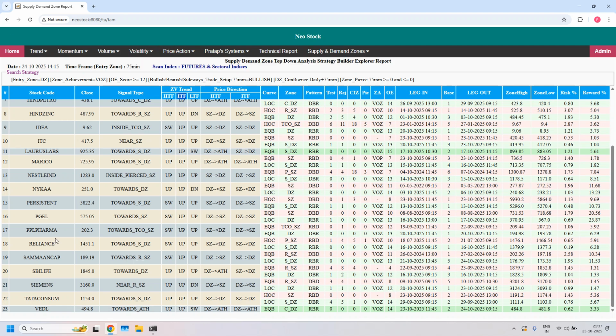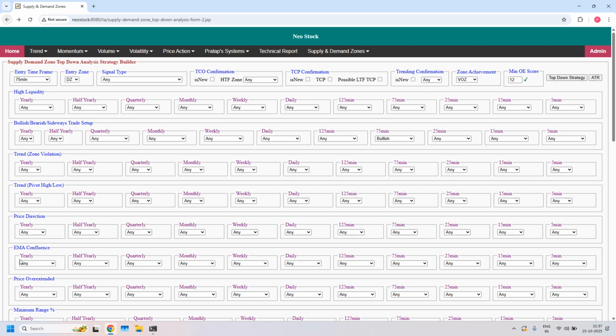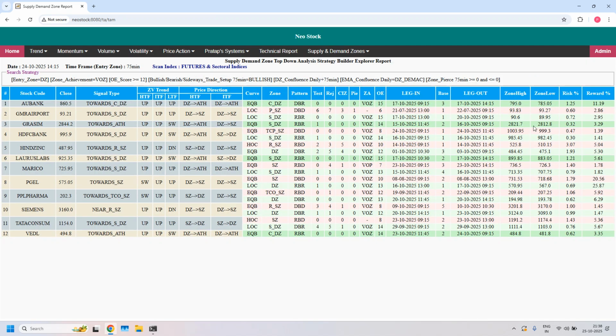Let's further filter based on daily demand zone having daily EMA confluence, because the daily trend is uptrend. So 12 stocks are filtered. These 12 75 minutes demand zones might have more high probability to get success, provided the lesson 20 checklist items are satisfied. Otherwise, there are higher chances of zone violation.